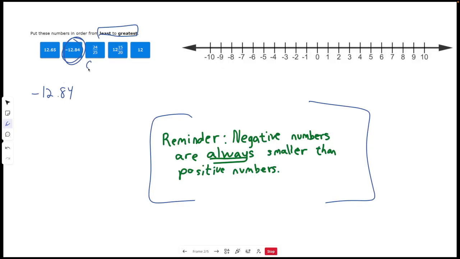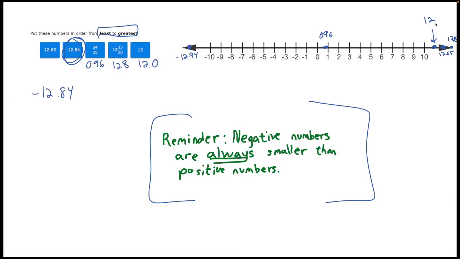And let's convert the rest of these into decimals. So this would be 0.96. This would be 12.8. This is 12.0, sure. And now, if we were to put these numbers on the number line, so let's start with 12.65 would be out here somewhere. Let's say call this 12.65. Negative 12.84 would be on the other end. Negative 12.84, cool. 0.96 would be somewhere in here. 12.8 would be somewhere out here. Let's call this 12.8. And 12 would be, let's say, somewhere in here. We'll call this 12.